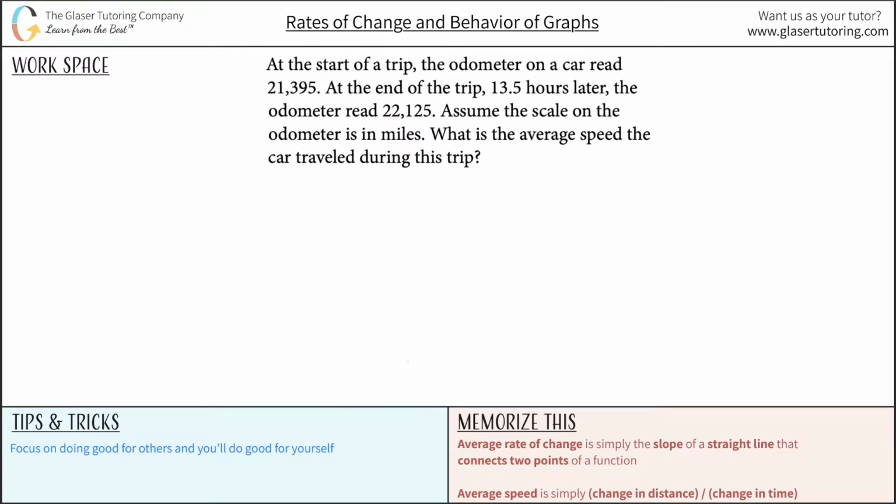At the start of a trip, the odometer on a car read 21,395. At the end of a trip, 13.5 hours later, the odometer read 22,125. Assume the scale on the odometer is in miles. What is the average speed of the car traveled during this trip?